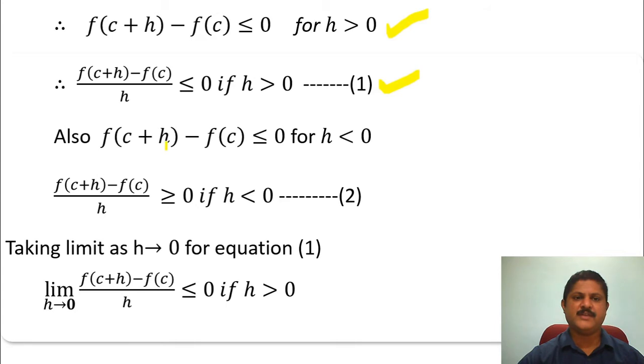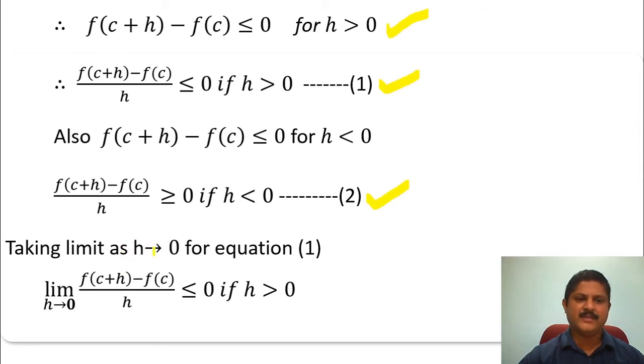Also, f of c plus h minus f of c is less than or equal to 0 for h less than 0, because f of c is the maximum value of the function. Therefore, f of c plus h minus f of c divided by h is greater than or equal to 0 if h is less than 0, because if you multiply by a negative h, the inequality alters. Call it equation number 2.